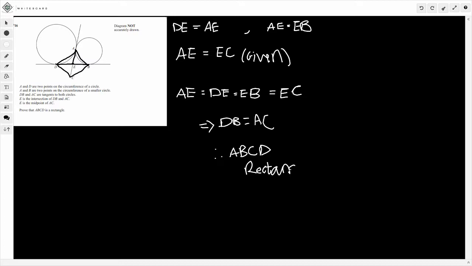So that's the trickiest part of this proof, establishing the basis here of the tangents. From an external point, you can know that DE must be equal to AE, and if that's true for this side, AE must also be equal to EB. We also know that AE is equal to EC, because E is the midpoint, and then we can join these points up together using this fact. This shows that the diagonals are equal, and therefore it must be a rectangle.